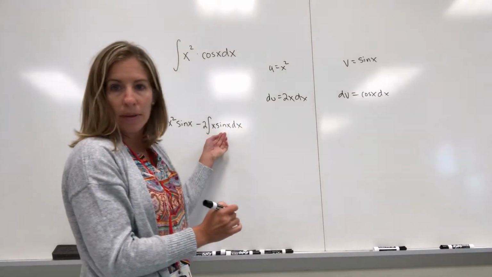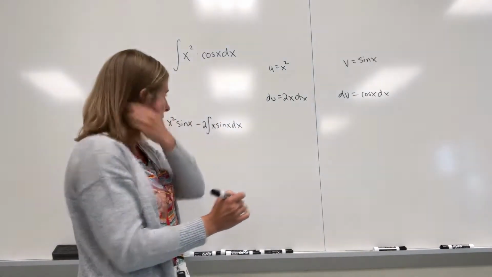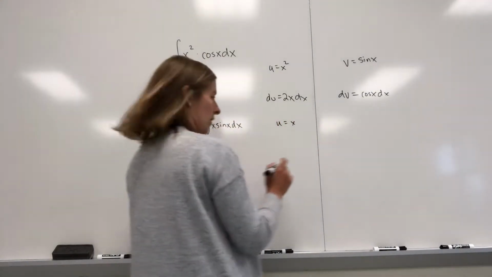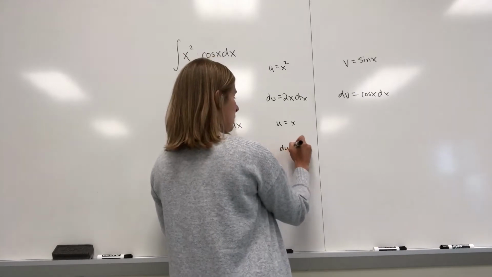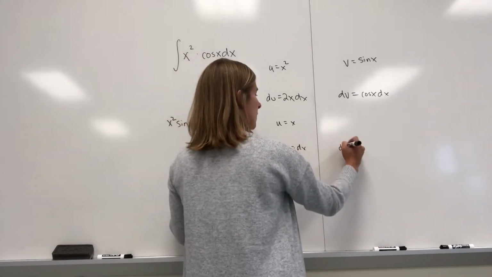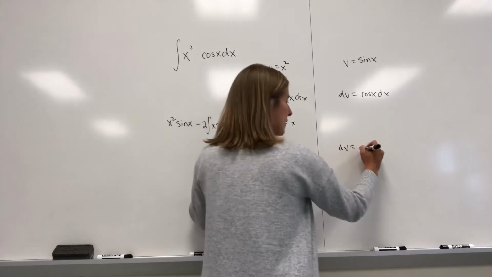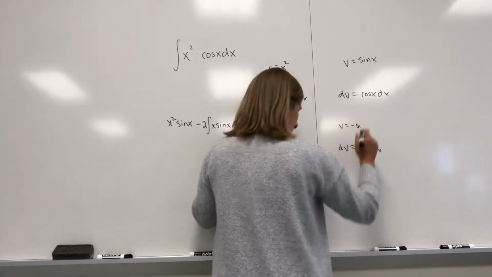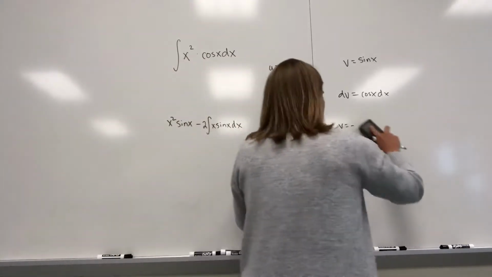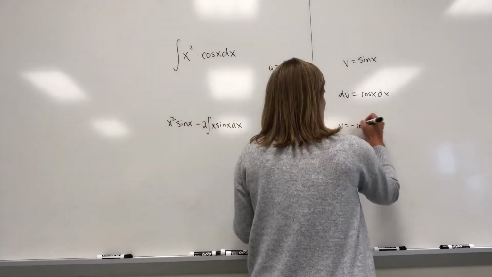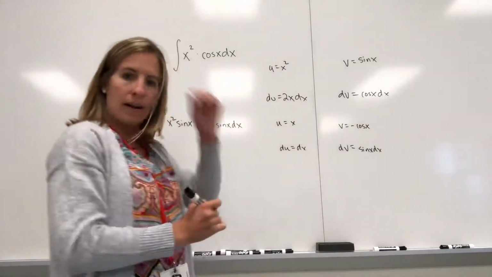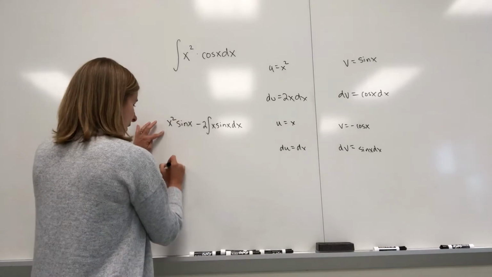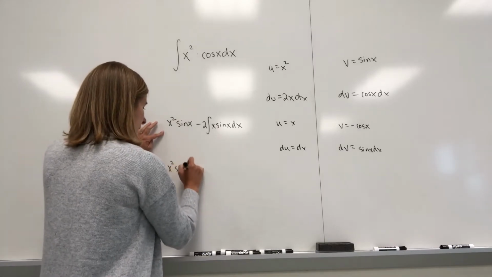So this is still something that you would use integration by parts to solve. So we're going to let u now be x. Du is dx. dv is sine of x dx. And v would be negative, oops, that's not right. Negative cosine of x.